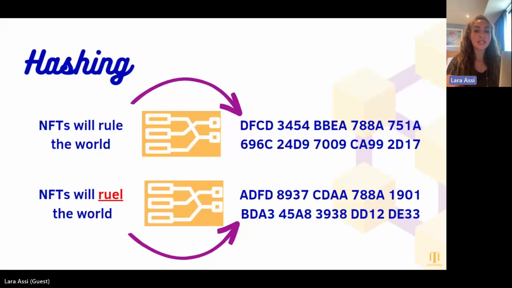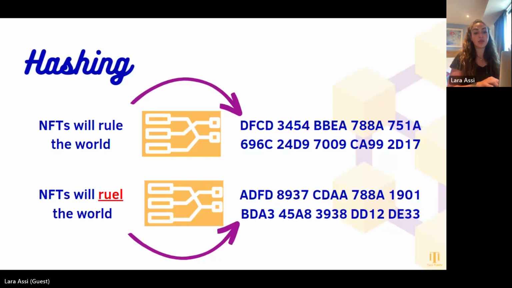The hash function would take this text, these letters, and translate them through a mathematical process into numbers and letters. This is hashing. And these numbers and letters are a digital fingerprint, meaning that if I change one letter, like in the second line, "NFTs will rule the world," you can see that the output is a completely different hash. So think of it as a digital fingerprint.